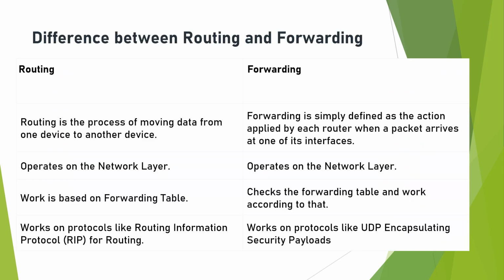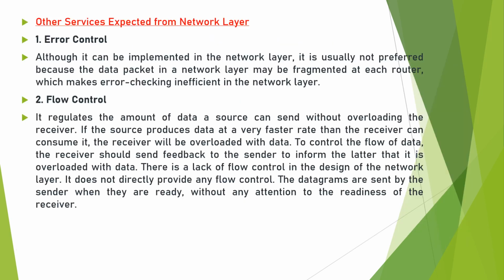Difference between routing and forwarding. Routing is the process of moving data from one device to another device, whereas forwarding is simply defined as the action applied by each router when a packet arrives at one of its interfaces. Routing operates on the network layer. Forwarding operates at the network layer. Routing is based on the routing table. Forwarding checks the forwarding table and works according to that. Routing works on protocols like Routing Information Protocol (RIP). Forwarding works on protocols like UDP and Encapsulating Security Payload.